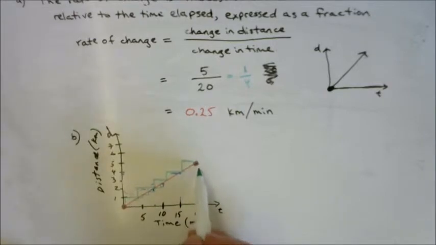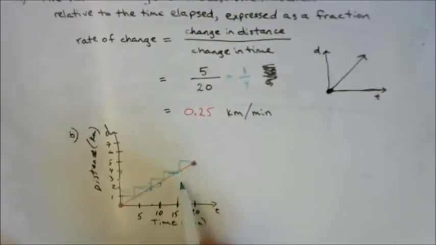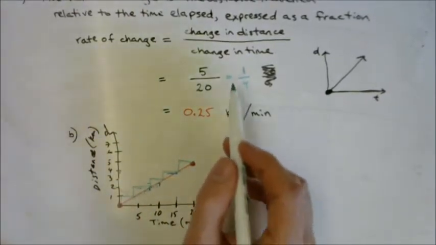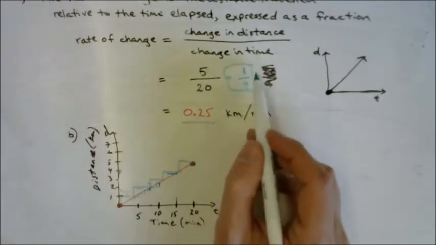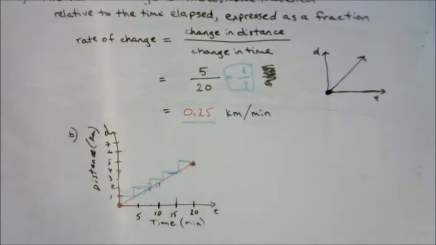But this way we make sure that we start and stop at the right spot. And you know the slope is 5 over 20, or 0.25, or 1/4. Those all represent the slope of the graph, which is our next question.